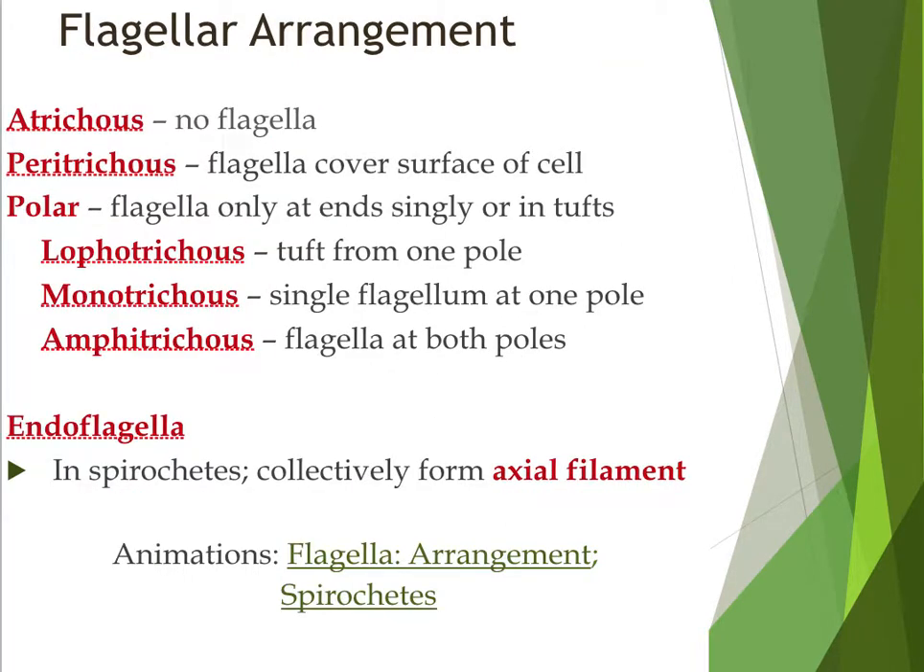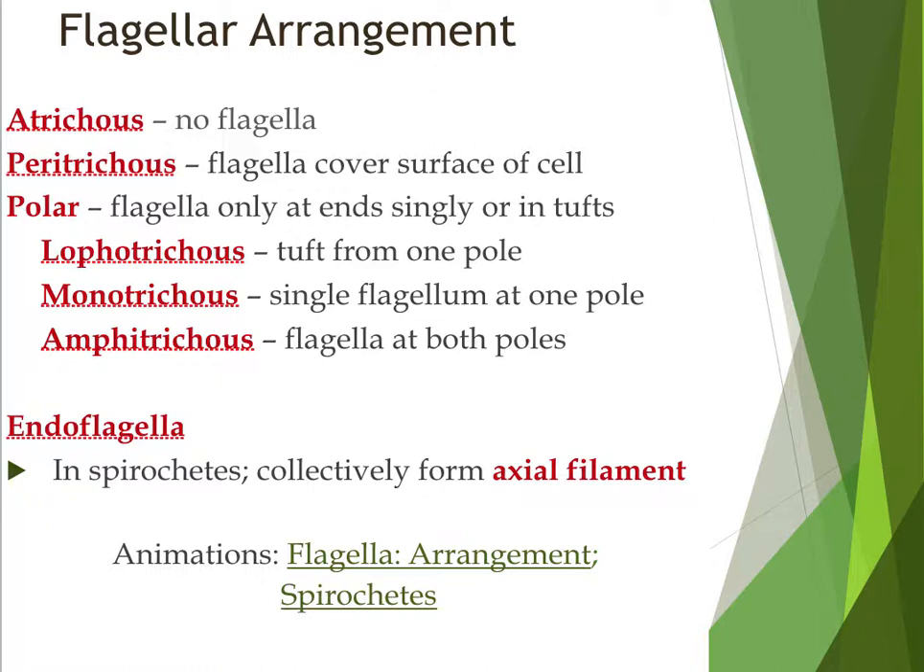The flagella on bacteria take different arrangements. Atrichous is the designation if an organism does not have flagella. Notice that the capital A means not, so it does not have flagella. Peri, the prefix, means around, so peritrichous organisms have flagella that cover the surface of the cell. And then some flagella are polar. These would be for the bacilli, where flagella are only at the ends, and they are either single or in tufts, sort of like a ponytail.